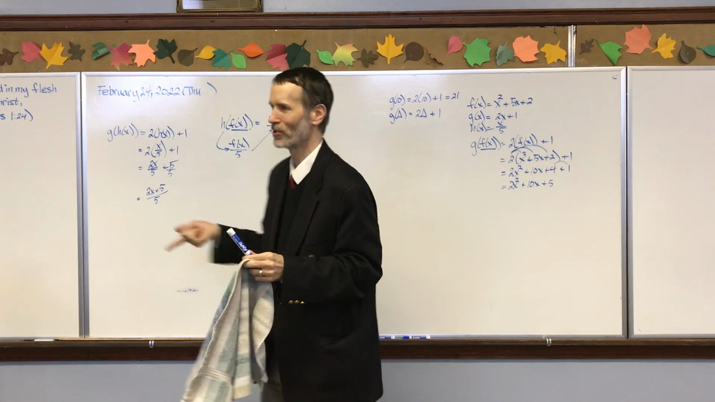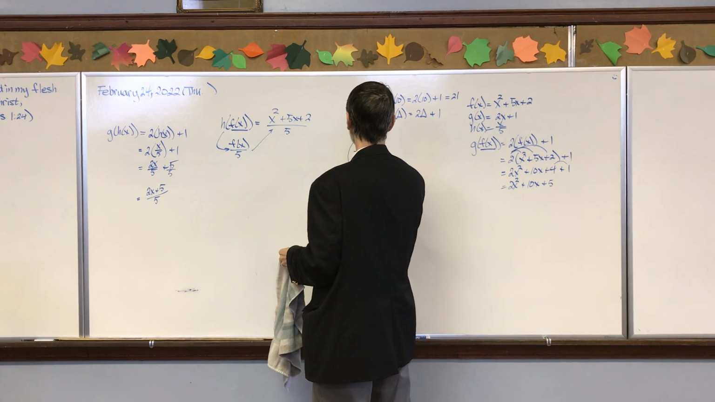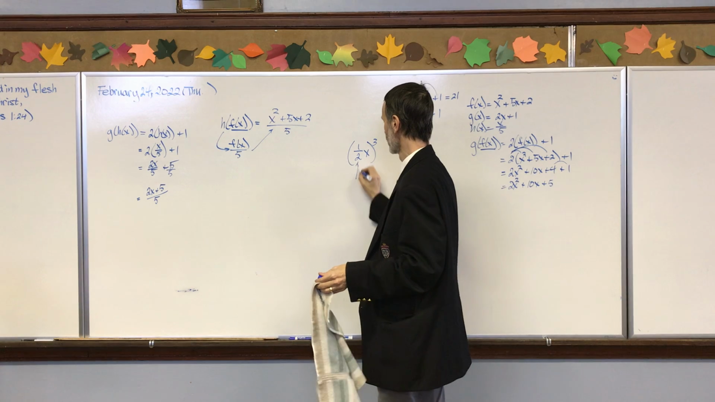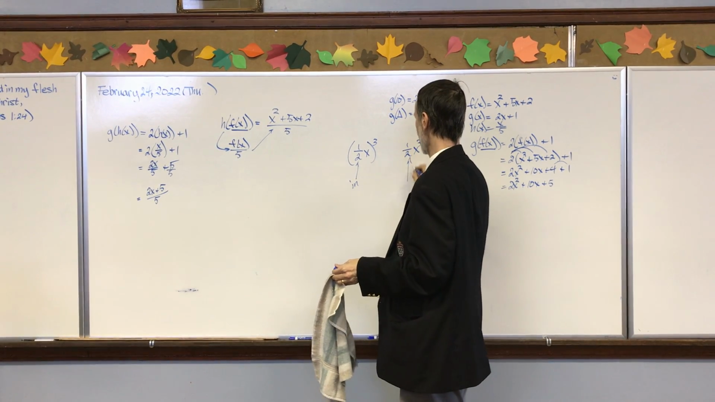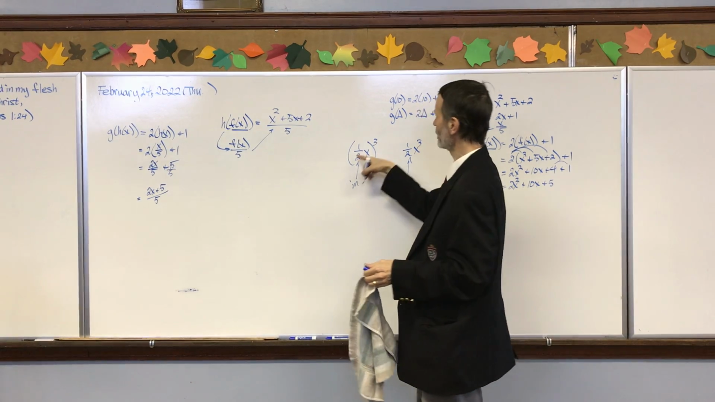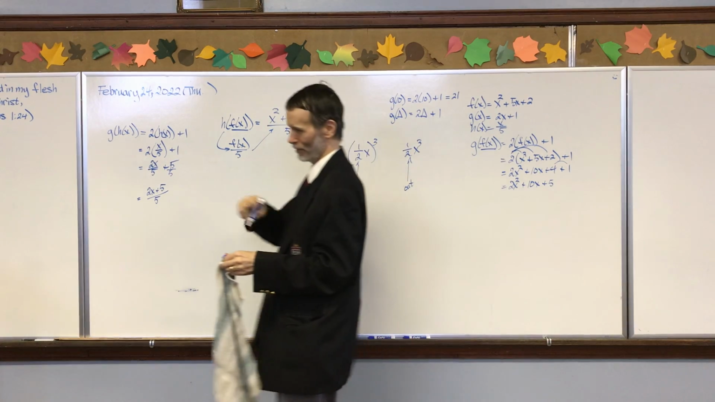1/2 x parentheses cubed would be like this. That would be an input. But if you have 1/2 x cubed, this is output. It's saying, is it being cubed or is it not? Is it inside the main function or not? That'll be input or output.